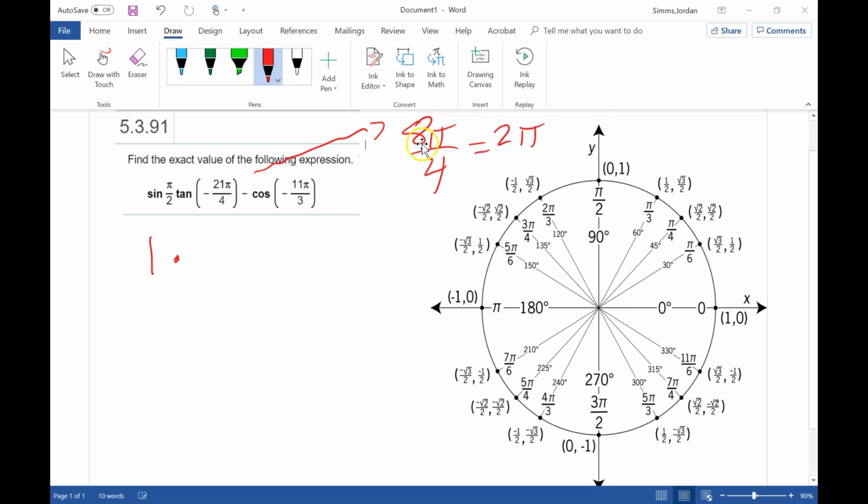I'm just building an equivalent fraction here. 8 divided by 4 is 2. So clearly that's not the case here. So let's find a coterminal angle for 21 pi over 4. And remember, that's just an angle that's literally at the same place, but of a different rotation.